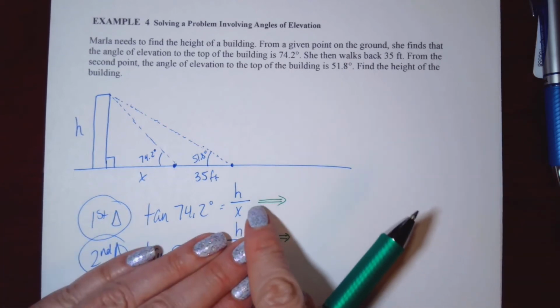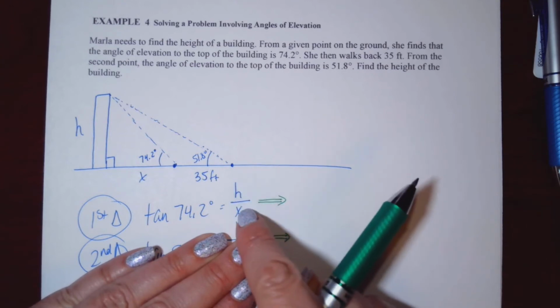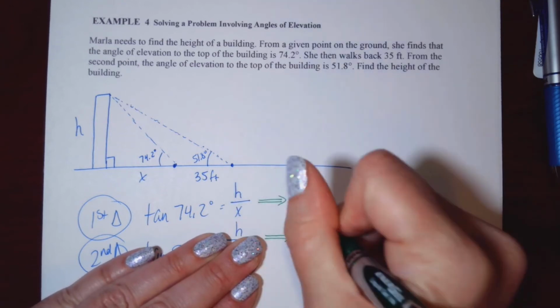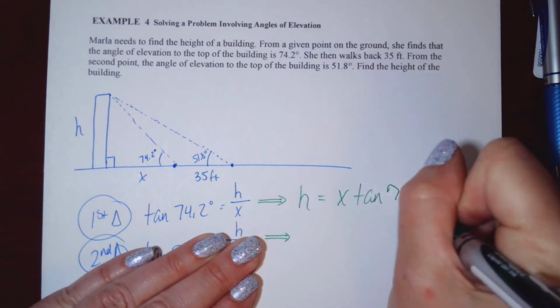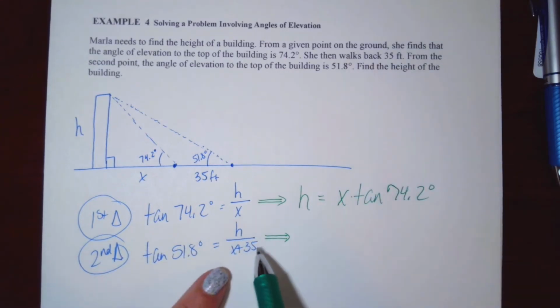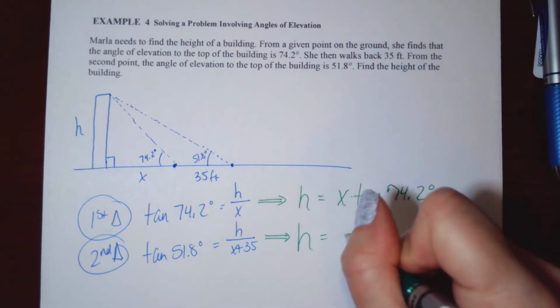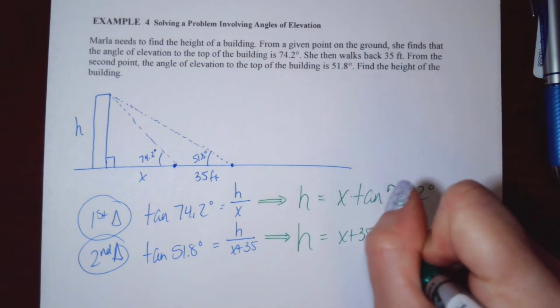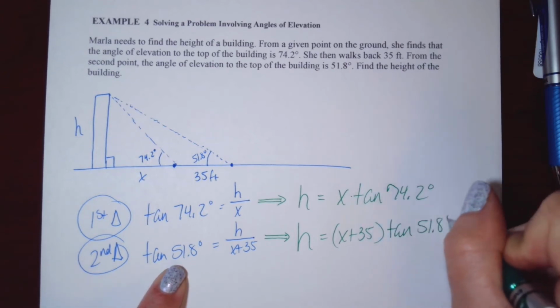Now, I'm going to do it the same way. I'm going to multiply both sides by x, and that will leave it solved for h. So h is equal to x times the tangent of 74.2 degrees. For my second equation, I'm multiplying this x plus 35. So here, h is equal to x plus 35 times the tangent of 51.8 degrees this time.